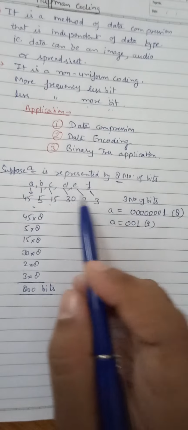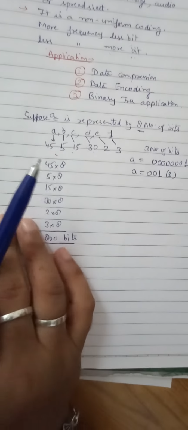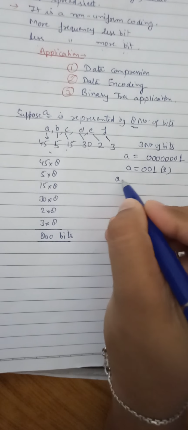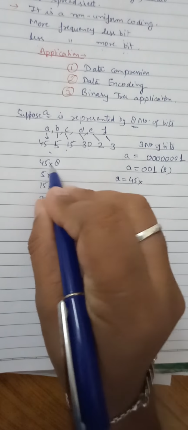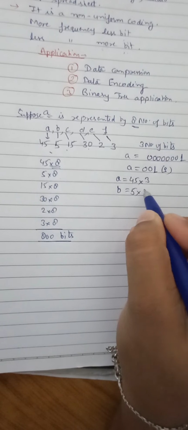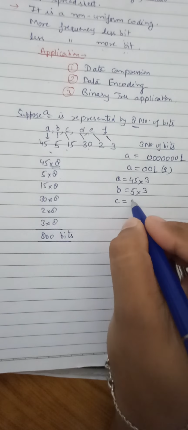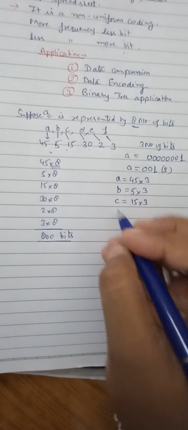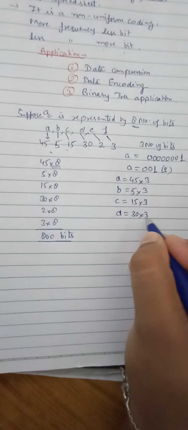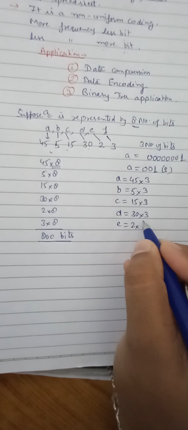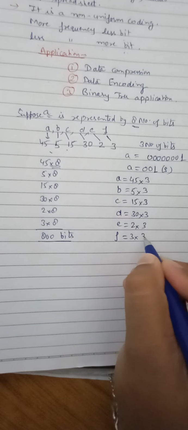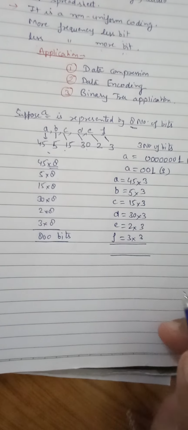If we are representing each one with 3 bits, how will it happen? Let's do the calculation. The frequency of A is 45, and instead of 8, we write 3. Frequency of B is 5, instead of 8 we write 3. Frequency of C is 15, 3 instead of 8. Frequency of D is 30, and instead of 8 we write 3. Frequency of E is 2, and we write 3. F frequency is 3, and we write 3.